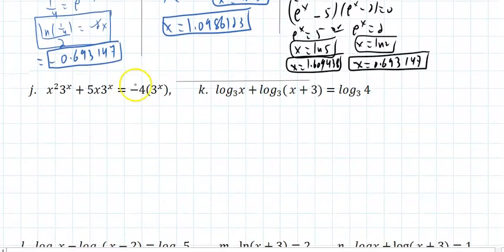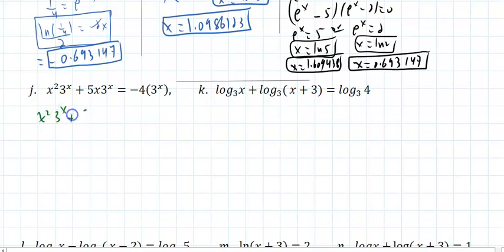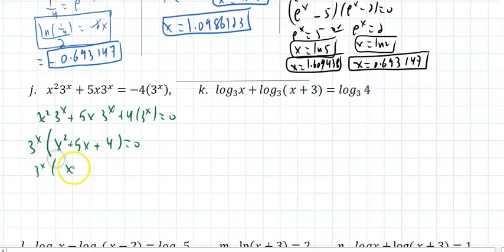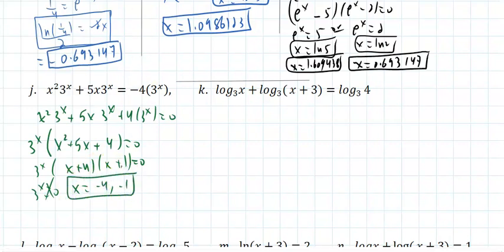I get to this problem. Well, it looks cluttered. If I get everything on one side, 0 on the other side, it would look a bit nicer. If I factor 3 to the x out, so if I factor further, so I could say 3 to the x equals 0. That's impossible. X will be a -4 or a -1. So factoring is a big key.